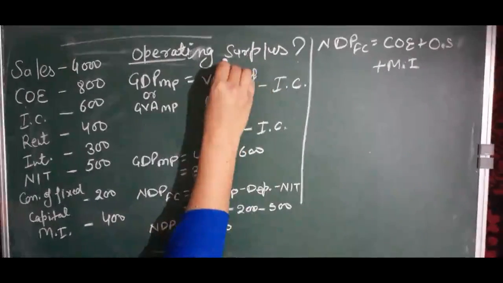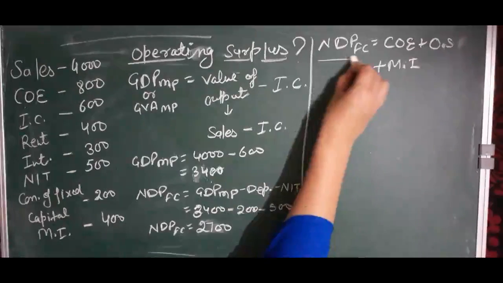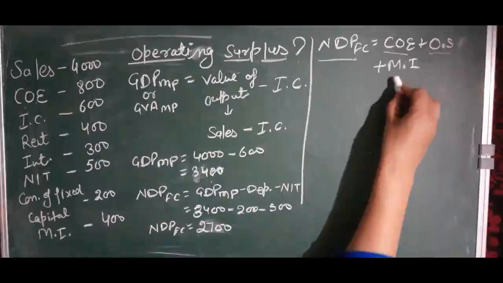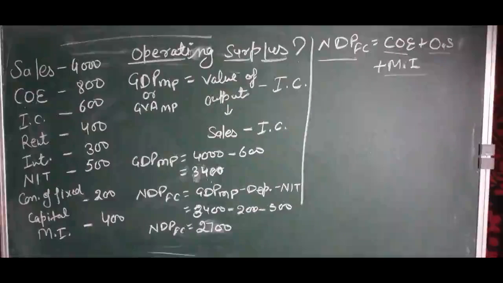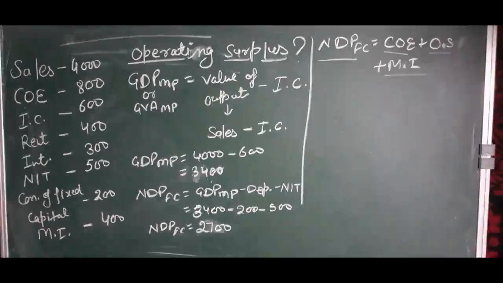To calculate the operating surplus, first, in the income method we learn a formula that NDP at FC is equal to compensation of employees plus operating surplus plus mixed income. Means operating surplus is a component of the income method and it comes in the formula of NDP at FC.